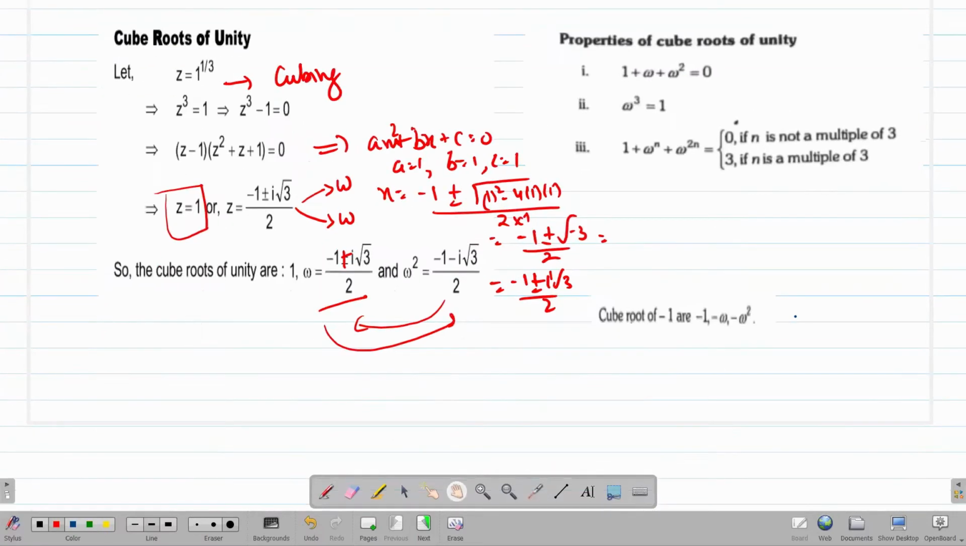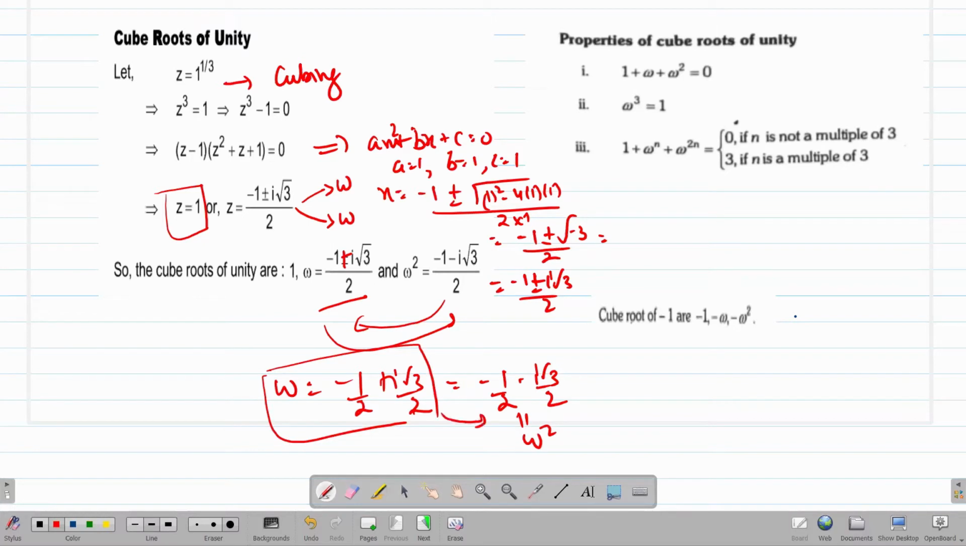So we can either take omega as minus 1 by 2 plus iota root 3 by 2, or we can also take this as minus 1 by 2 minus iota root 3 by 2, or you can write this as omega square. If I square this, I get this term. If I square this, I get this term. Both are square of each other.